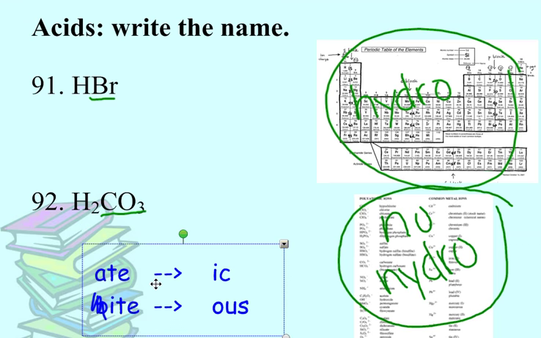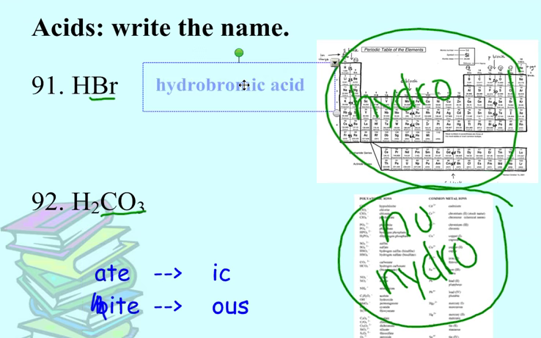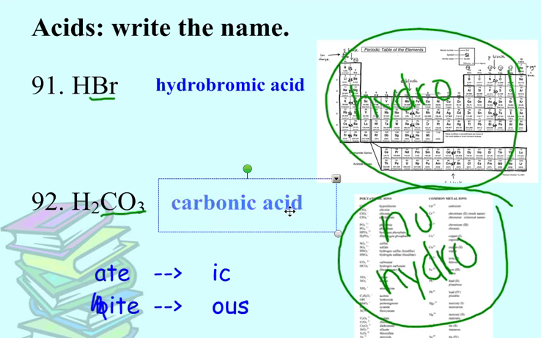Okay, so for number 91, we have HBr. Well, Br is found on the front of the periodic table, so I'm going to use hydro. So this will be hydrobromic acid. And you always change the ending of an acid to "ic" if it's in this form. So hydrobromic acid. For 92, the name will be carbonic acid. Because if you look up CO3 on the periodic table, well, it's going to be on the back of the periodic table, it'll be called carbonate, and you'll change the ending from "ate" to "ic".